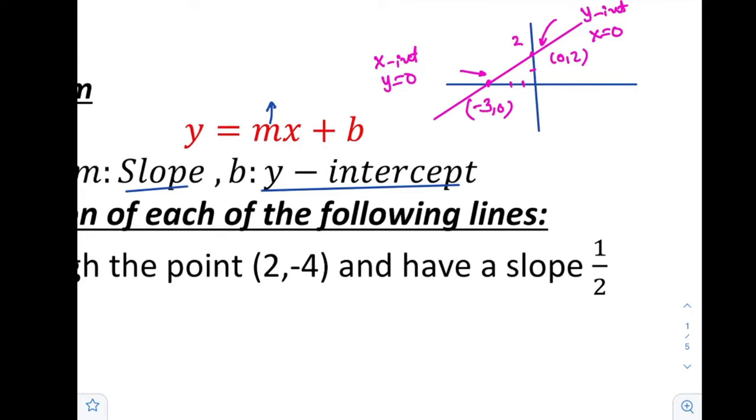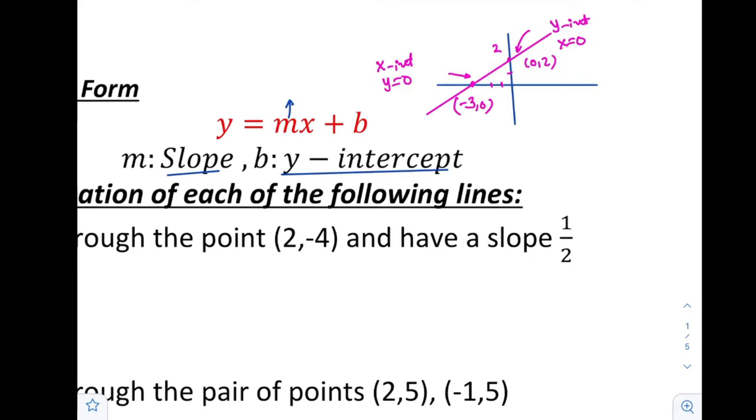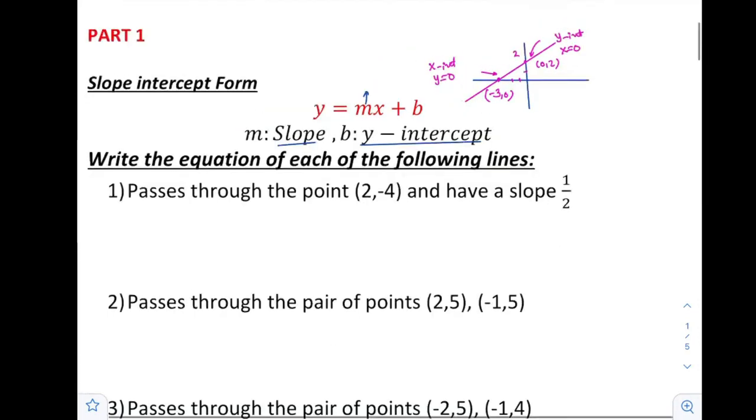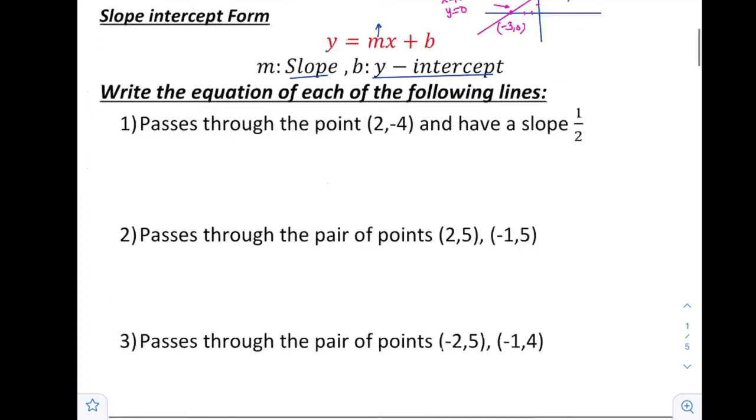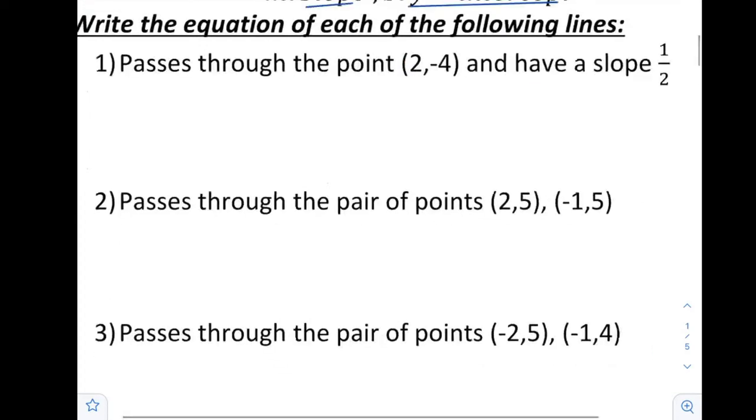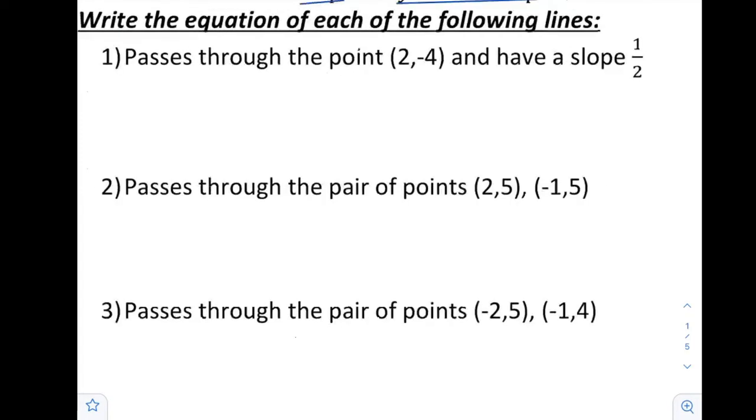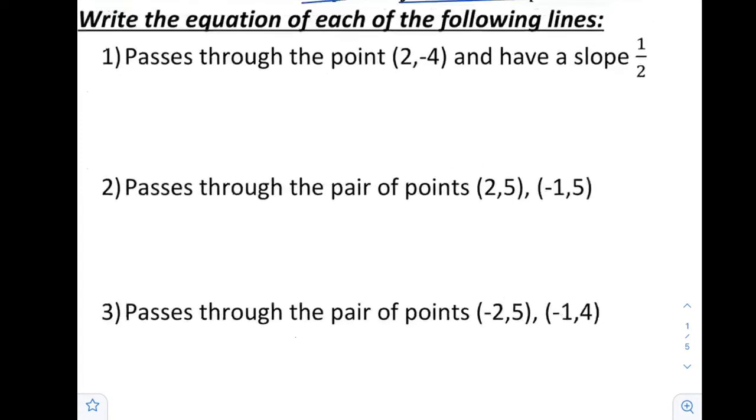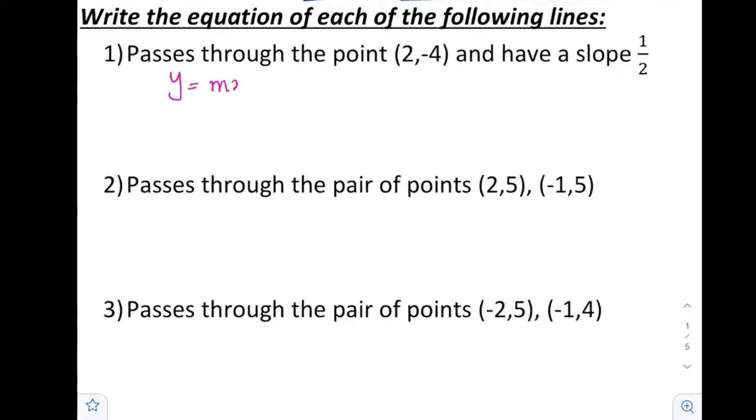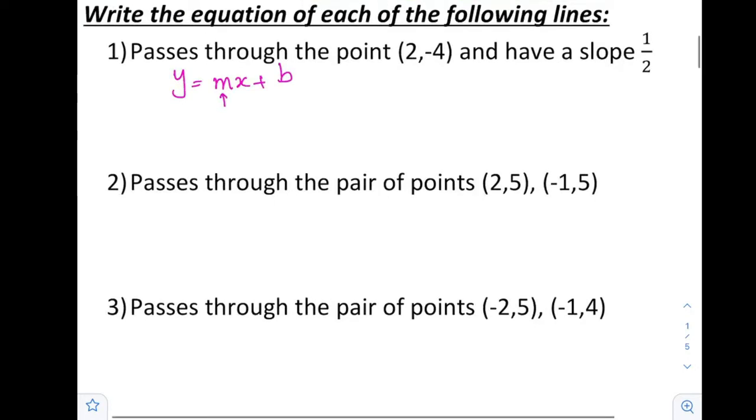Let's practice here and solve some exercises related to the slope-intercept form. Write the equation of each of the following lines. Each line is a separate case. The first line passes through the point (2, negative 4) and has a slope of 1 over 2. To write the equation in slope-intercept form, we need the slope, which is there, and we need the y-intercept, which is not given.